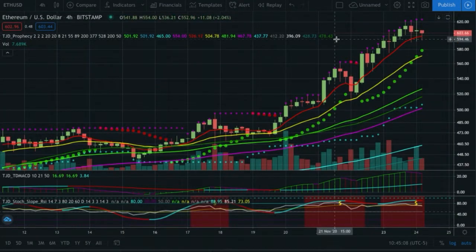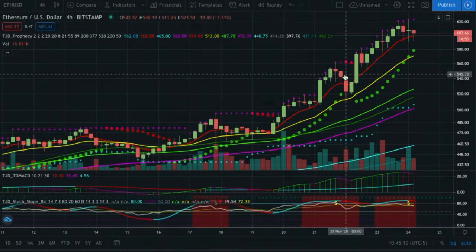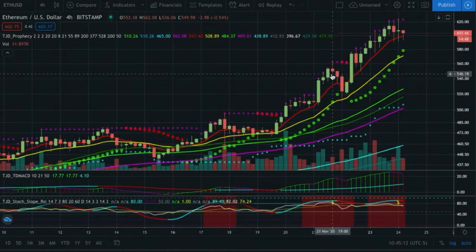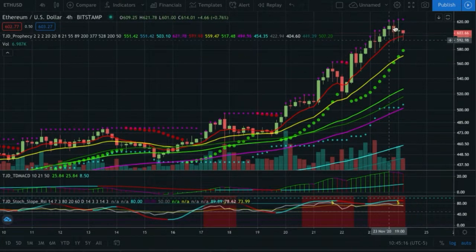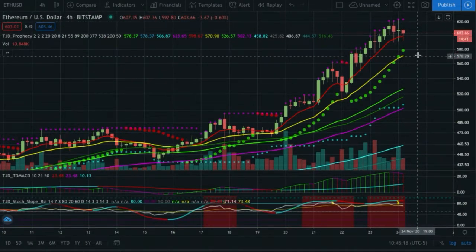We have Ethereum next. Ethereum has gone parabolic. Essentially, while Bitcoin was consolidating, Ethereum was pushing up, and while Bitcoin is pushing up, Ethereum is consolidating. We do have to be very careful. This is very reminiscent of 2017, where Bitcoin will get a move up, break to a new high on the micro or macro, and then consolidate.